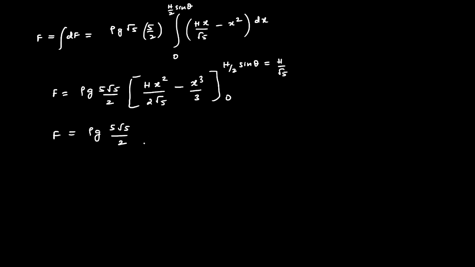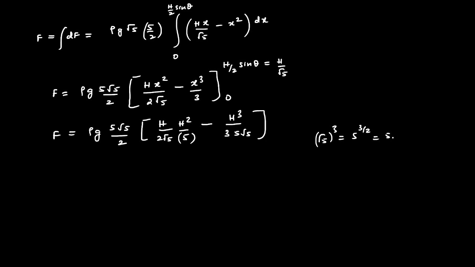Okay, so let me substitute the upper limit. It turns out to be h by 2 root 5, we have h squared by 5 here, minus h cube by 3 times 5 root 5. See, we have root 5 whole cube, right? So 5 root 5 I'm writing. I think that's fine with the computation. Like, root 5 whole cube is 5 power 3 by 2. It is 5 root 5.